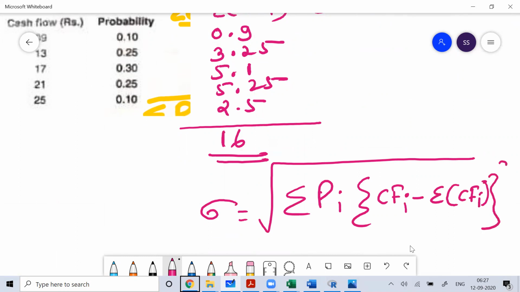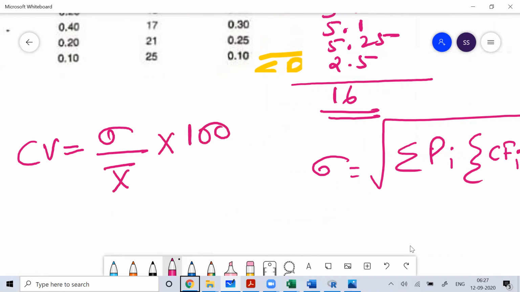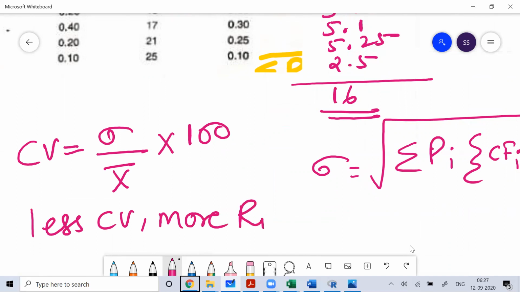So take the square root of that, and you will get the standard deviation. Then the coefficient of variation formula is standard deviation divided by the expected value into 100. So which one is more risky? Which has less coefficient of variation? Less coefficient of variation means more risky. Already in my first class I explained all this.